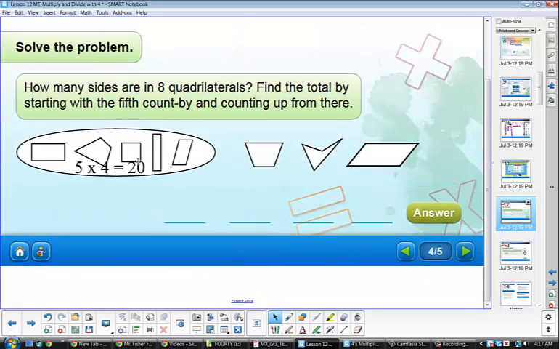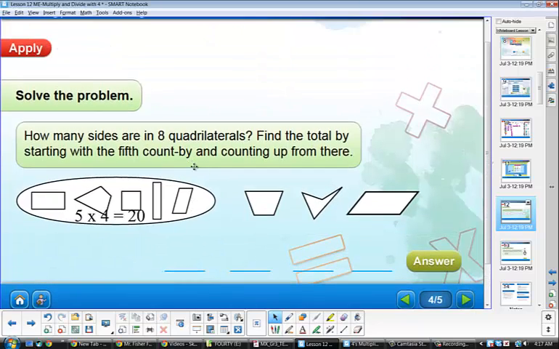So 5 times 4 equals 20. So we can go 20, and then I'm going to use my fingers. 21, 22, 23, 24, 25, 26, 27, 28. So I could count by my fingers or I can count by 4s. 20 plus 4 is 24, plus 4 more is 28.